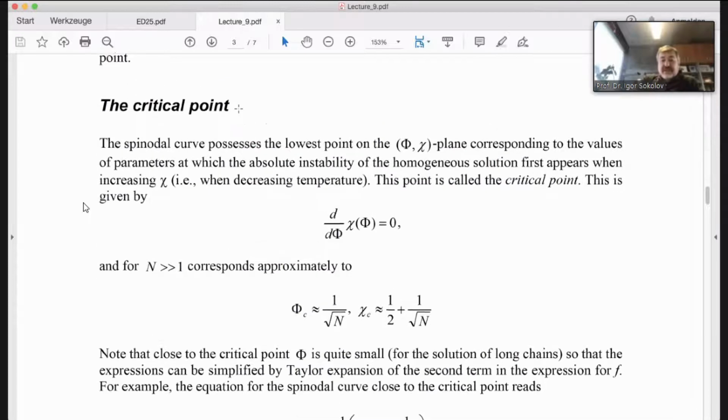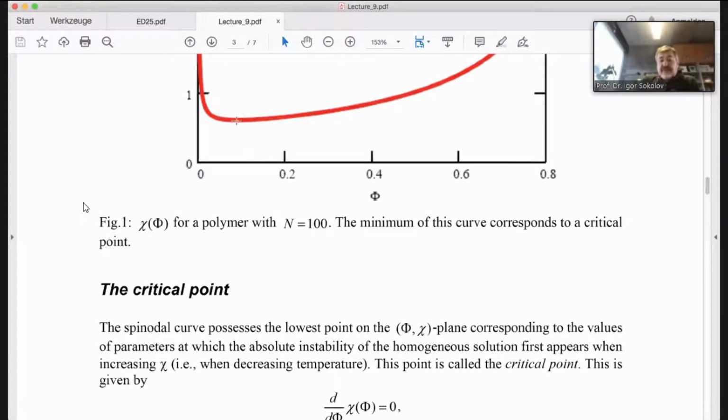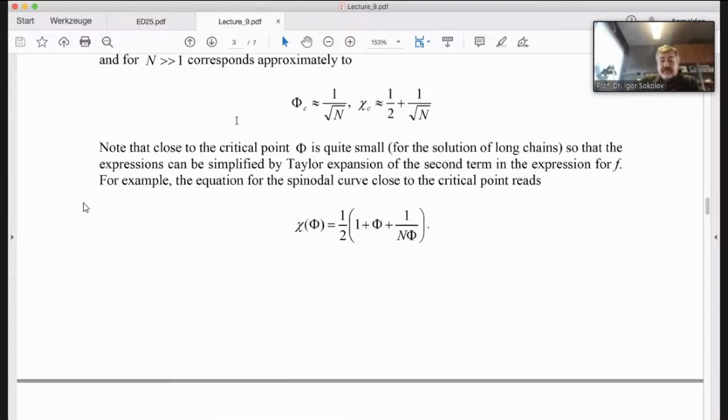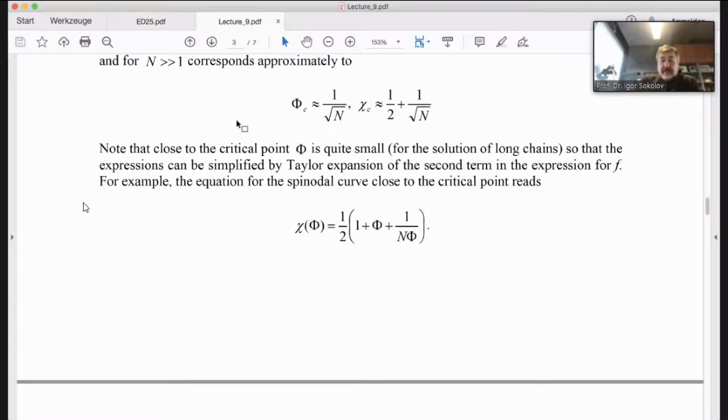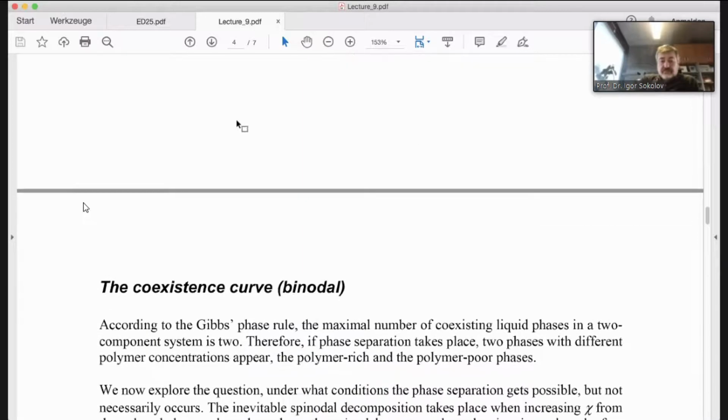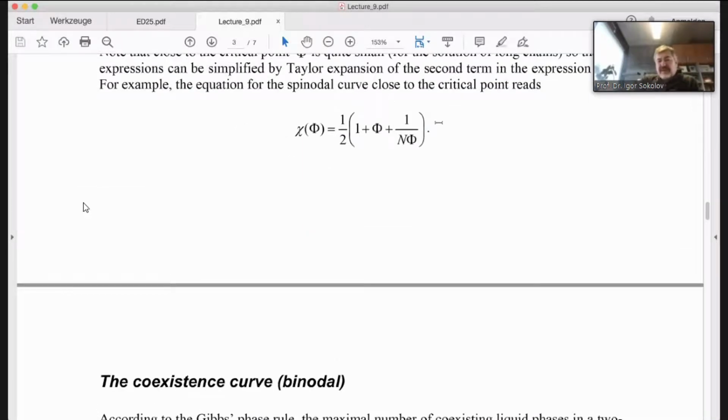What happens in the critical point? Here the phase separation, inevitable phase separation, starts. Now, I put it here like this. Again, it might be necessary for some cases, but essentially it's simply a curve having a simple quadratic minimum.